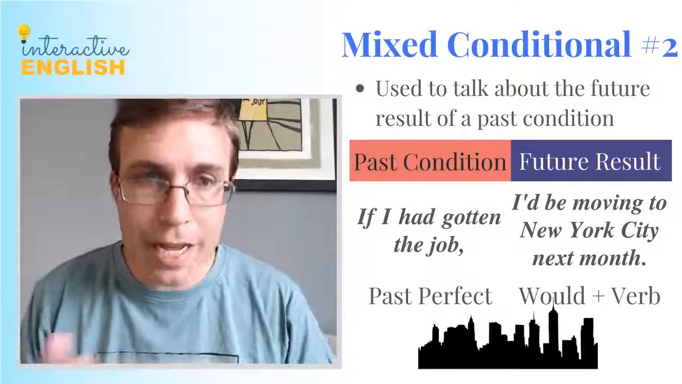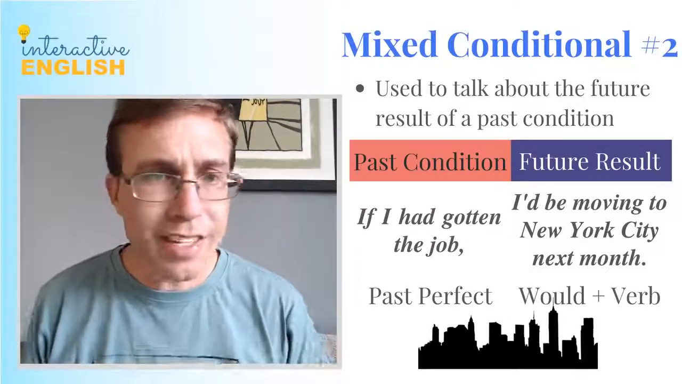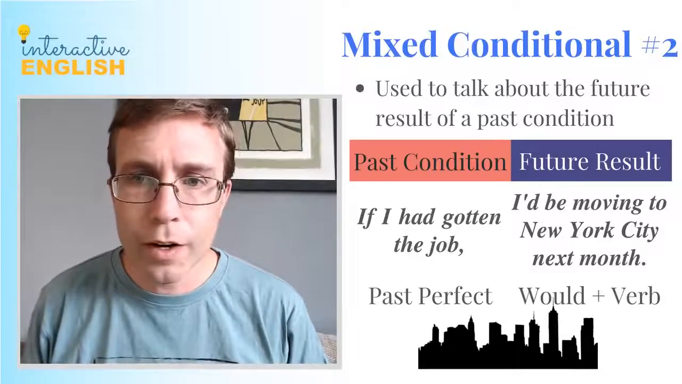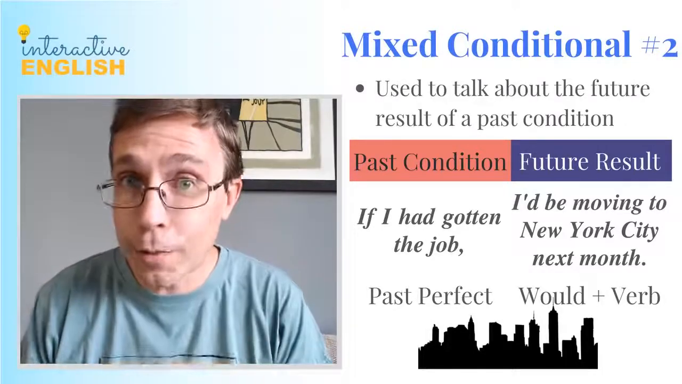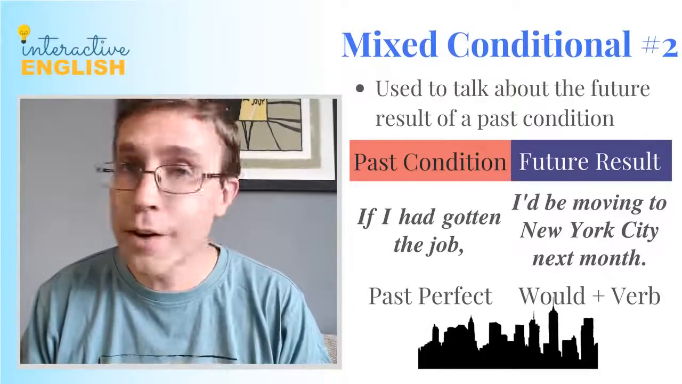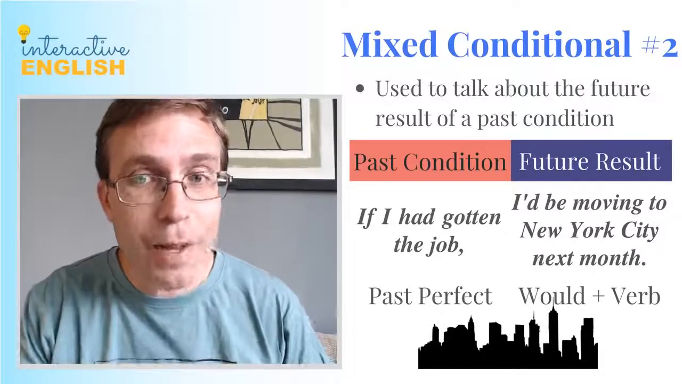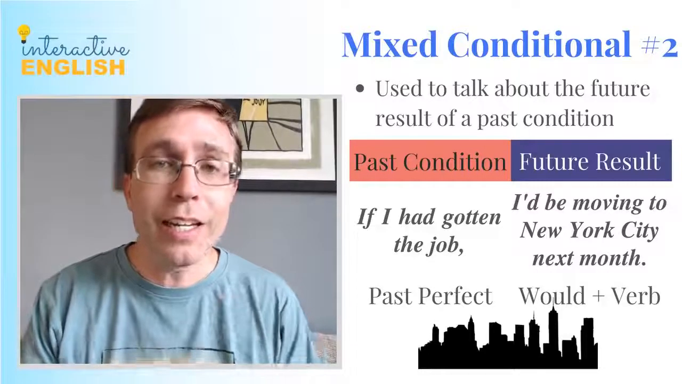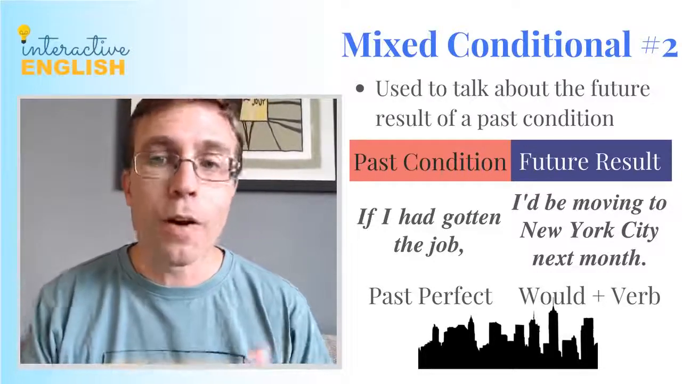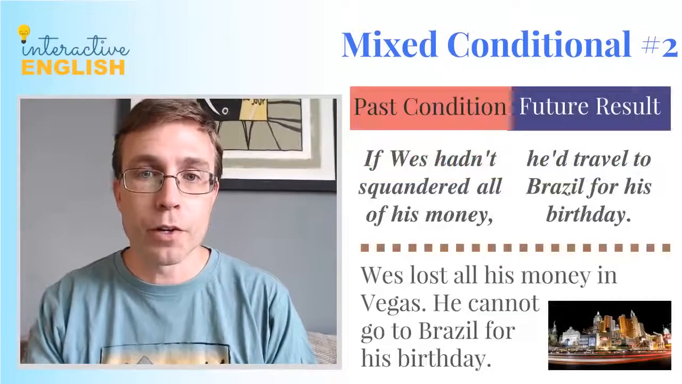Now, if I were to ask you about the situation, okay, did I get the job? No. All right. Am I going to move to New York City next month? No. Again, that's not going to happen. But if I had gotten the job, I'd be moving to New York City. Let's look at another example, past condition, future result, right here.